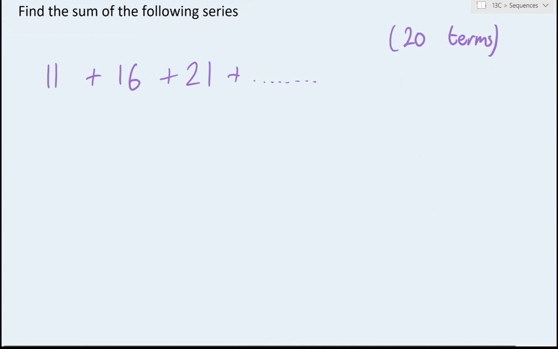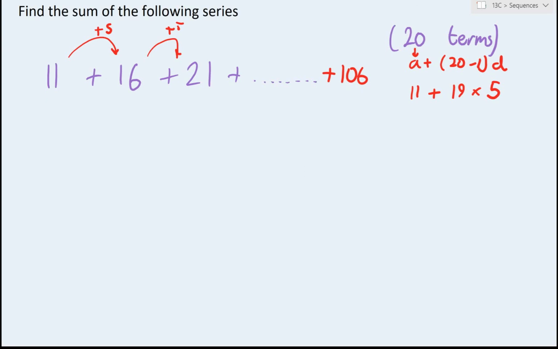To work out my 20th term, I'm going to use the formula for my 20th term. It will just be a plus 20 minus 1 d. So a was my first term, which is 11. 20 minus 1 is obviously 19, and d is my common difference. Each time here, we can see we're going up in 5s. So my 20th term will be 11 plus 19 times 5, which is going to be 106, I hope. So I know my last term is 106.